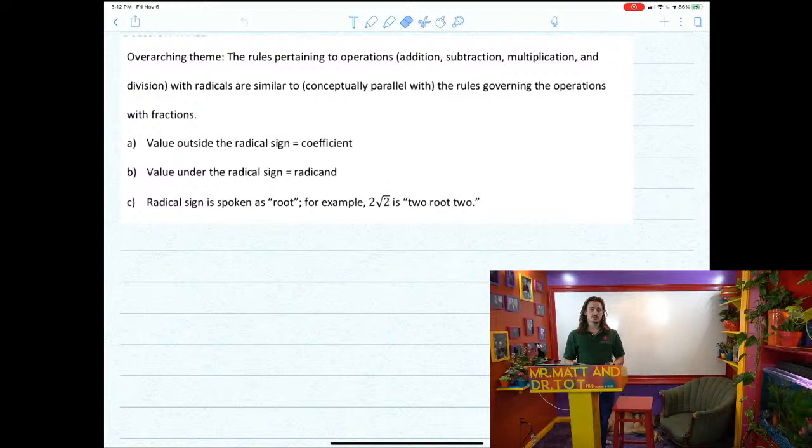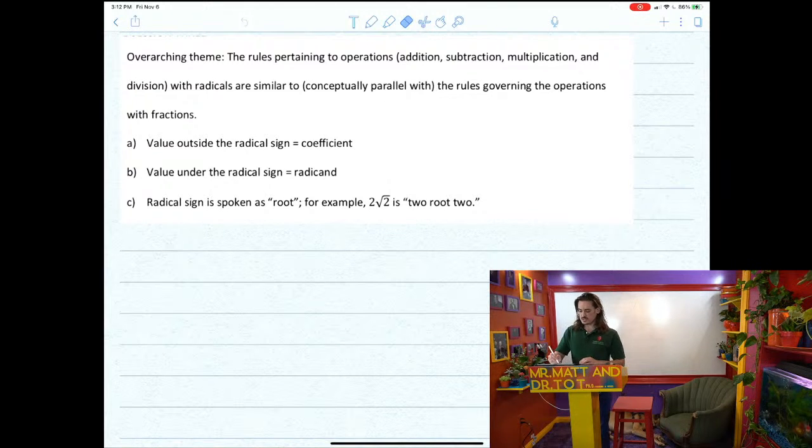With multiplication and division, it's similar to multiplication of fractions, where we just go right across, numerator times numerator, denominator times denominator. When we multiply or divide radicals, it's coefficient times coefficient, radicand times radicand, or coefficient divided by coefficient, radicand divided by radicand.